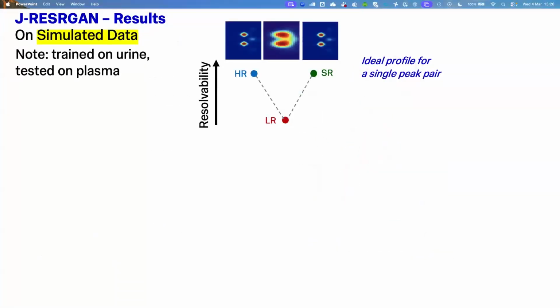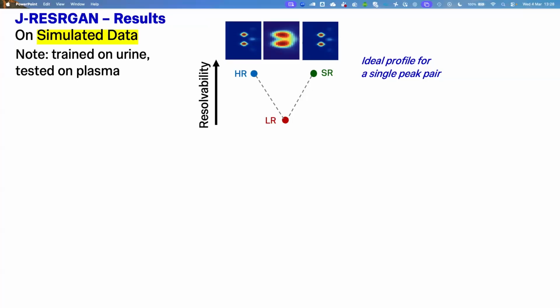The results I'm going to present are going to be presented in what we call a V-plot form. So we're plotting resolvability on the y-axis, and then we have the original high resolution data, the original data at low resolution, and then the predicted super resolution data from the network. And this is the ideal profile for what we would like to see happen. We would like to have high resolution data, low resolution data, and then the predicted super resolution data should be of similar resolution or better than the original high resolution data. So we like to see these V shapes.